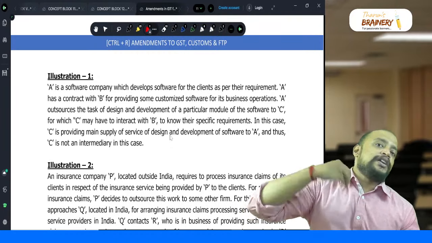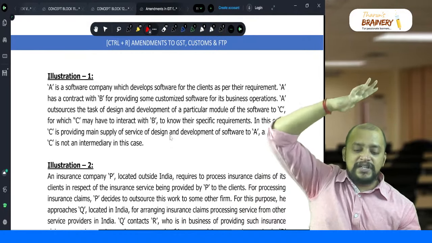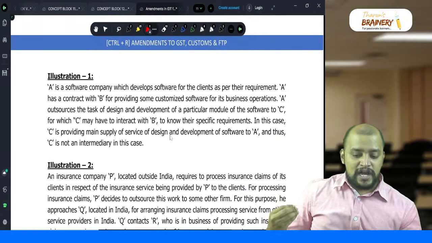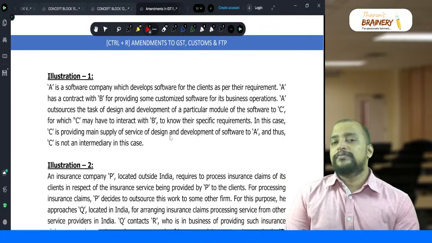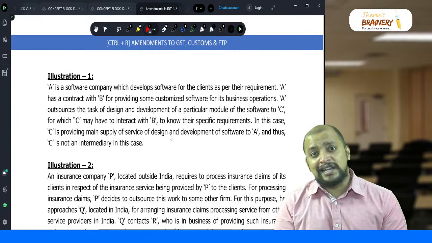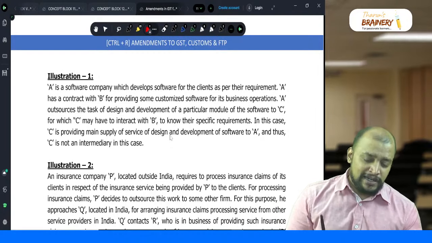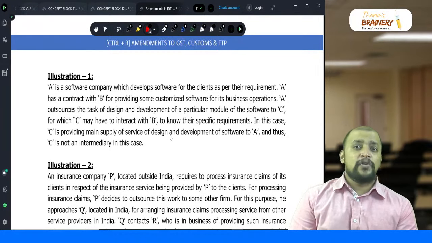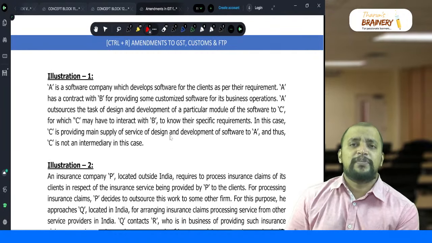A has entered into a contract with B to provide the services. A part of the work is outsourced to C, for which C may have to interact with B to know the specific requirements. In this case, now tell me, is C an intermediary? No. Why is C not an intermediary? Is he facilitating or arranging a transaction? No. A part of the work which A has to do, C is doing. So that will not come under intermediary services. Then what is it? Normal supply of services, software development services.